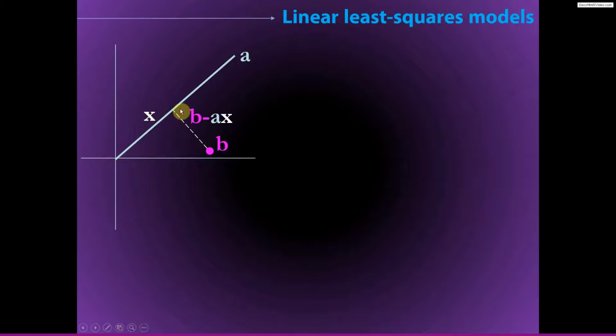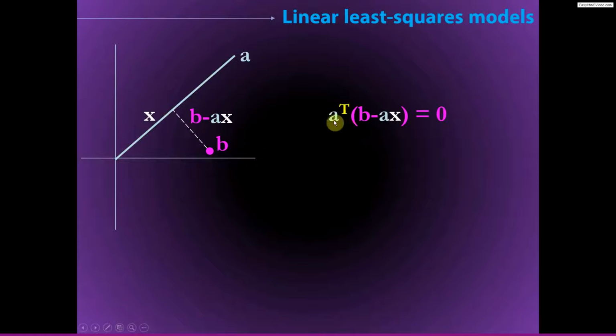So my question for you now is, what do we know about the dot product between a, so this vector here, and this vector here? I told you that these meet at a right angle, which means that they are orthogonal, which means that the dot product between these two vectors, a and b minus ax, is 0. It needs to be 0. And that is the key insight that leads us to everything we need to know, or at least, the basic formula of least squares.